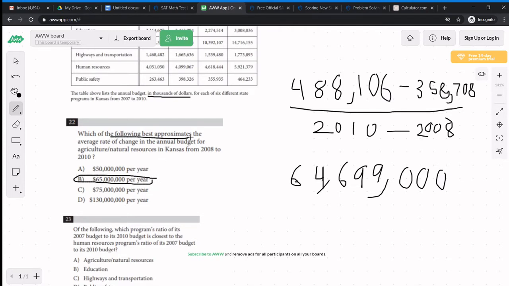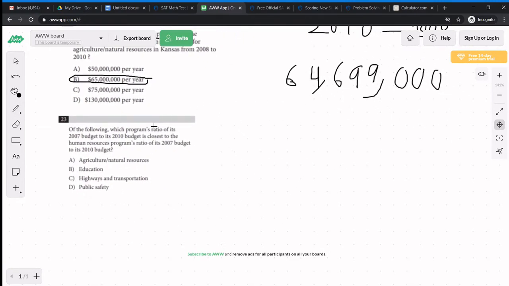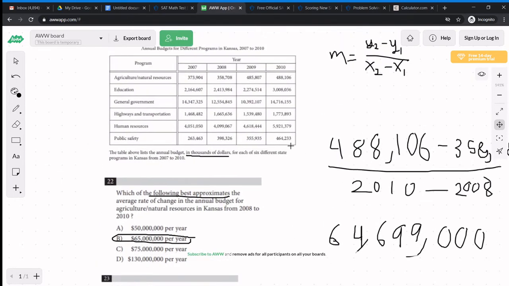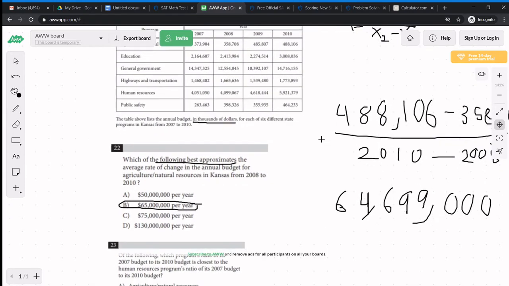which of the following best approximates. Oh, that's not the right button. And no, okay, there we go. Which program's ratio of its 2007 budget to its 2010 budget is closest to the human resources program's ratio of its 2007 budget to its 2010 budget? So let's look up the human resources. Yeah, human resources ratios 2007, 2010.